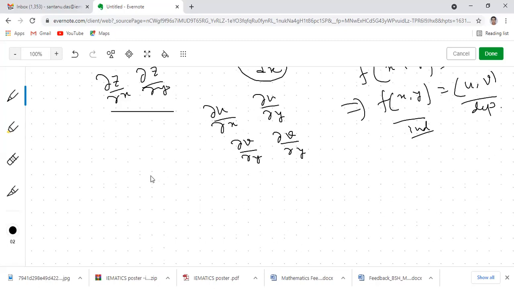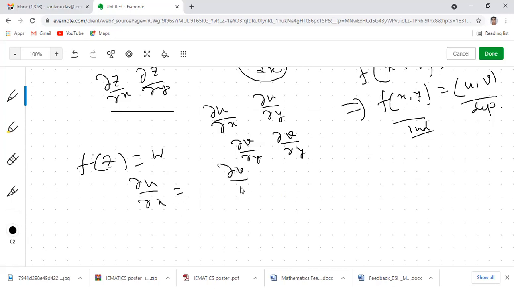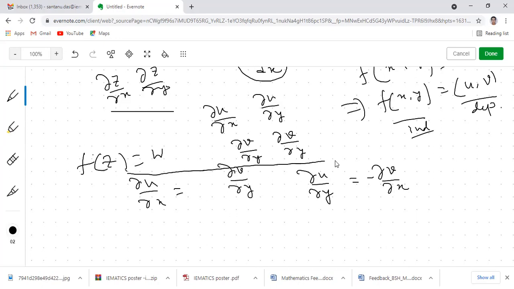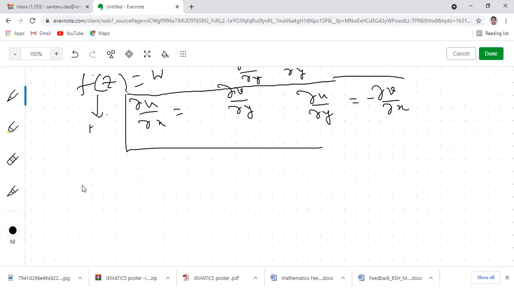So if a complex valued function f(z) is defined in such a way that del u del x equals del v del y and del u del y equals minus del v del x, so if these two conditions are satisfied by the 4 partial derivatives, then it is said that the function is satisfying the Cauchy-Riemann equation, or CR equation.